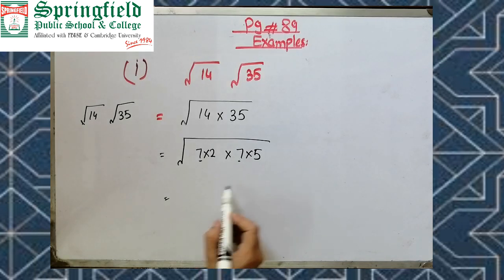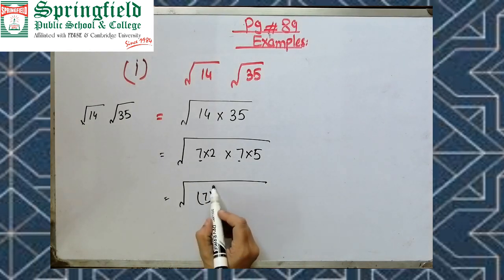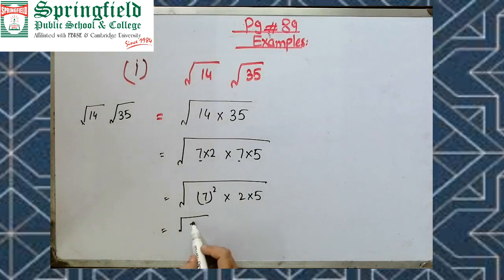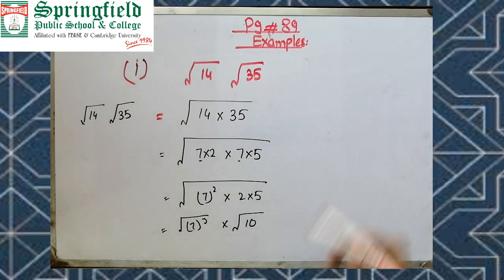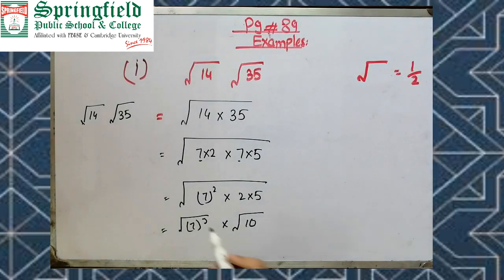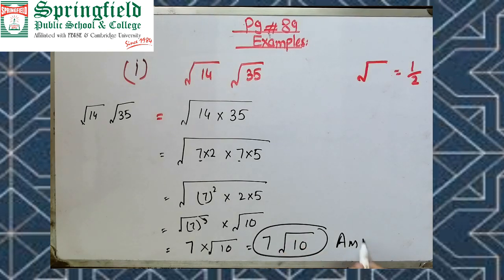So 7 and 7 can be made a pair. Then 2 multiply 5, and now 7 square multiply 5 twos are 10, under root 10. And we know that the value of square root is 1 by 2. Now its mean can be cancelled with the square root and just 7 is left. 7 multiply with the third number, the answer is 7 under root 10. This is your final answer.